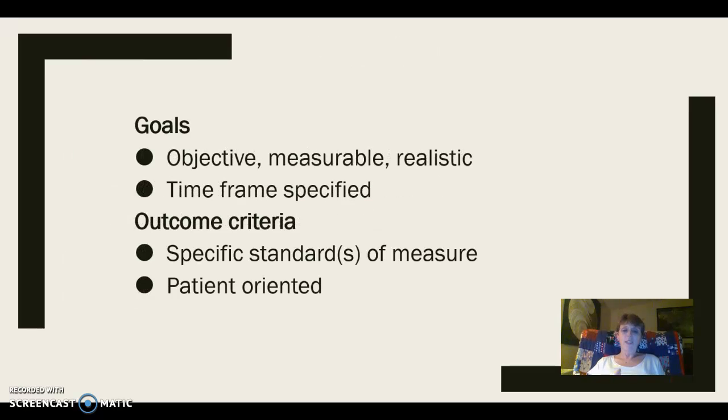Our goals need to be very quantifiable, meaning that we need specific standards of measure. So it's not enough to say the patient will walk or ambulate down the hallway. What we need is very specific measures. The patient will ambulate 2 times each shift a distance of 20 feet by the second day post-op. That gives us a very measurable goal for the patient.